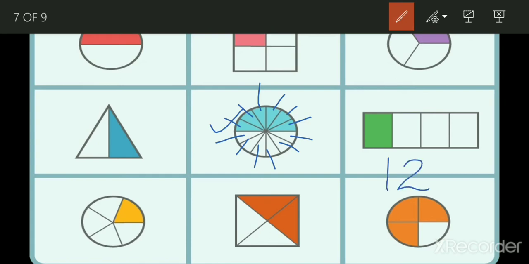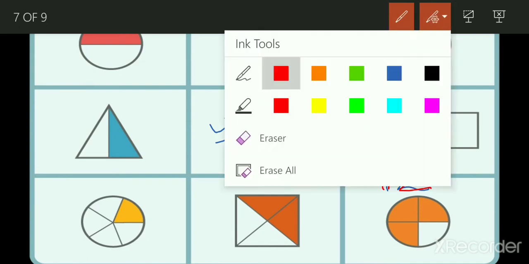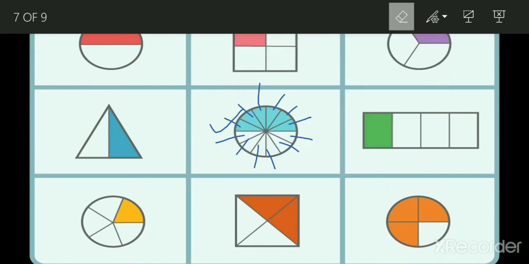Let me just change to another attractive color here. 1 and 2. Okay. Thank you. So 1 and 2 means 12. I'm writing here 12. Now next step is count the parts that are shaded blue. So how many parts here are shaded blue?